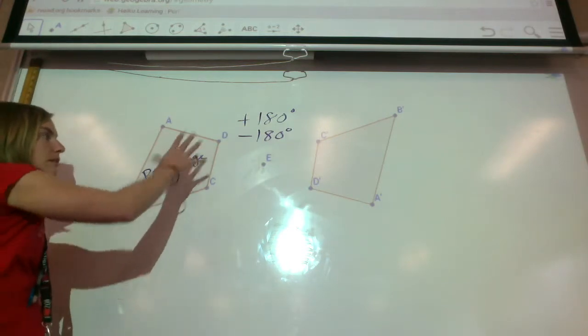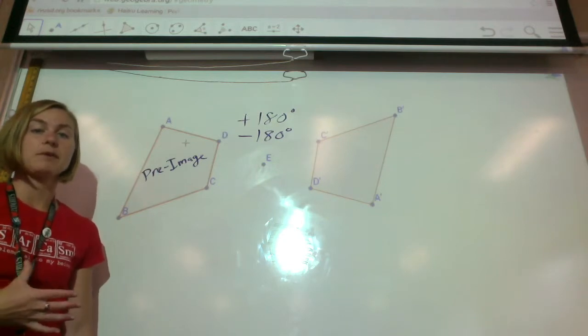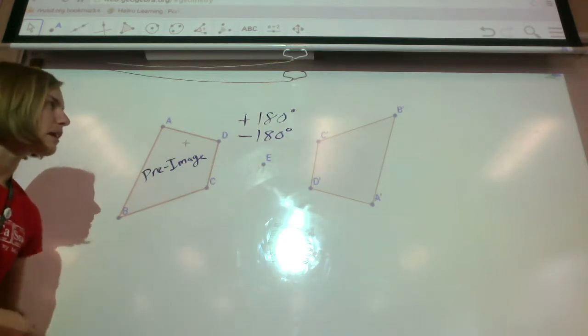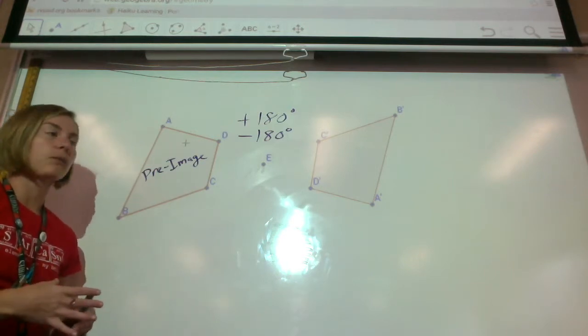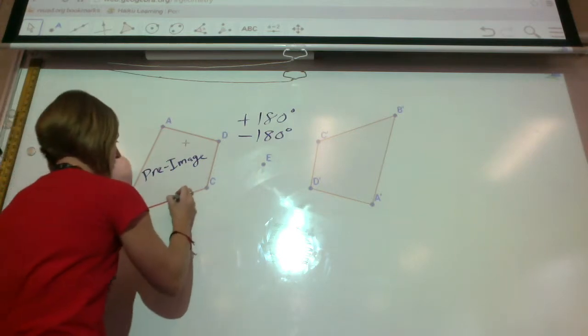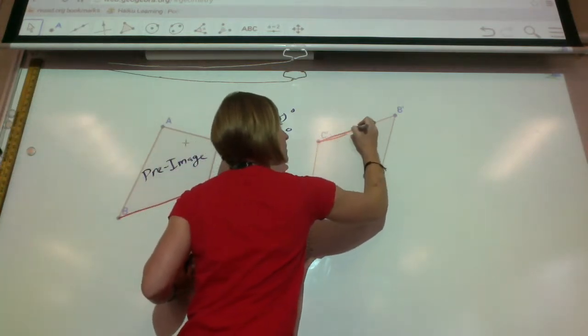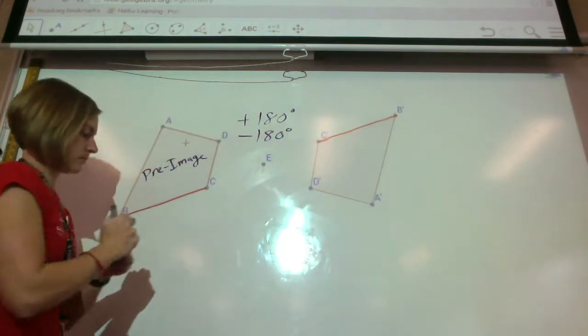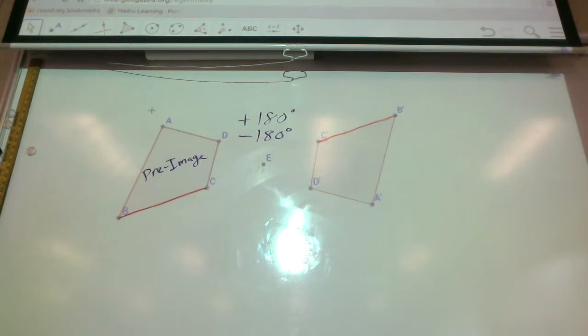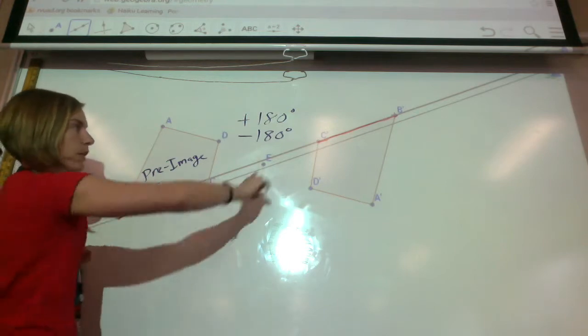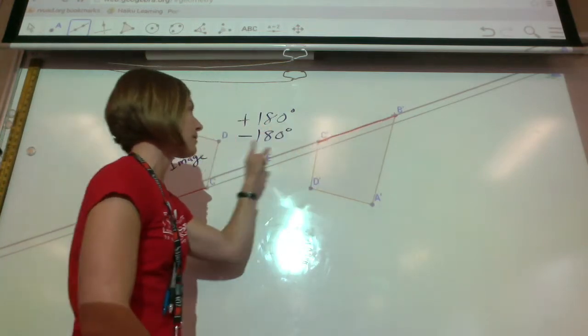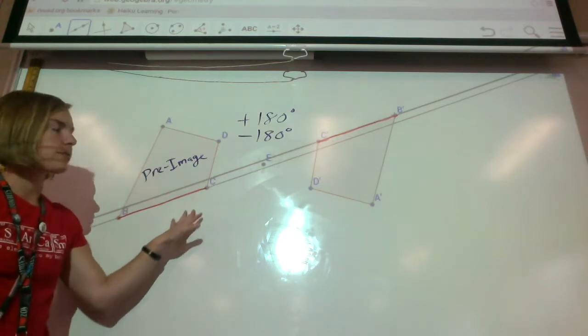Now, when we rotate something 180 degrees, there's some interesting things that happen with the lines. And it may not be completely obvious, especially unless we extend them out. So let's take a look at what happens if we extend out this line and that line. So here what I did is I extended out BC, just going on, and I extended out B prime, C prime, going out. Now what do you notice about those lines?